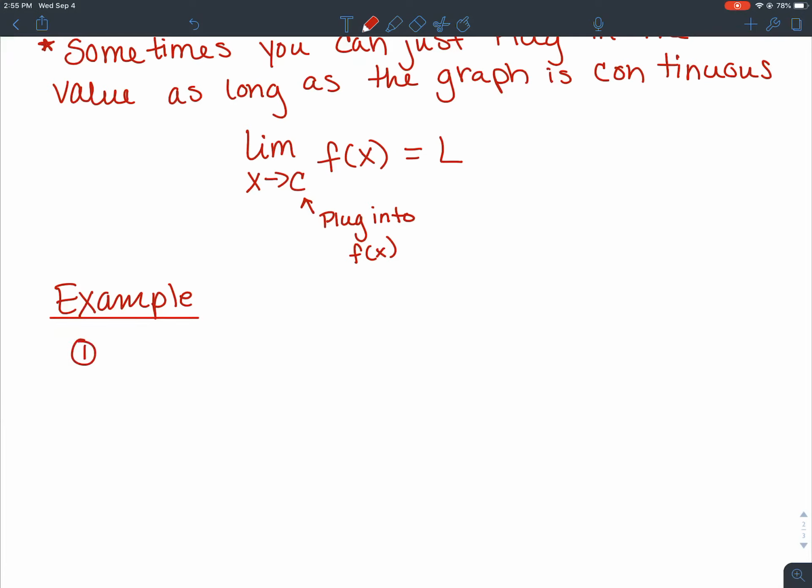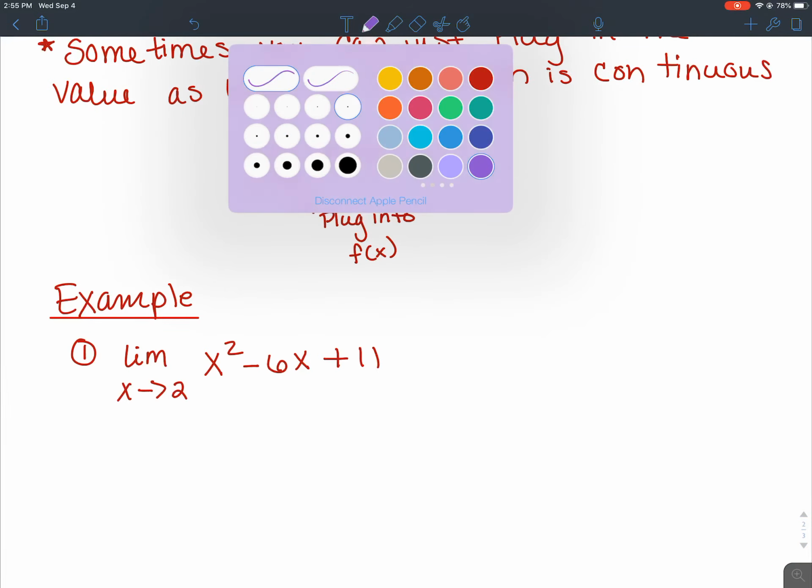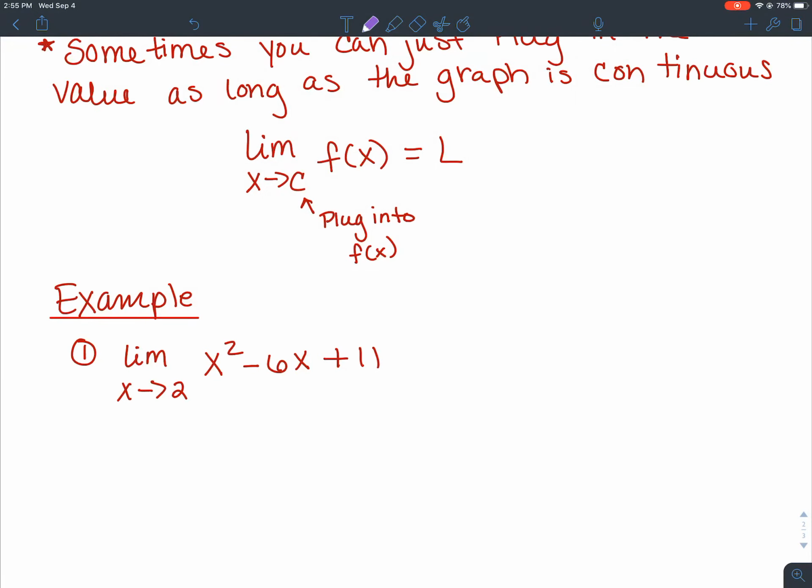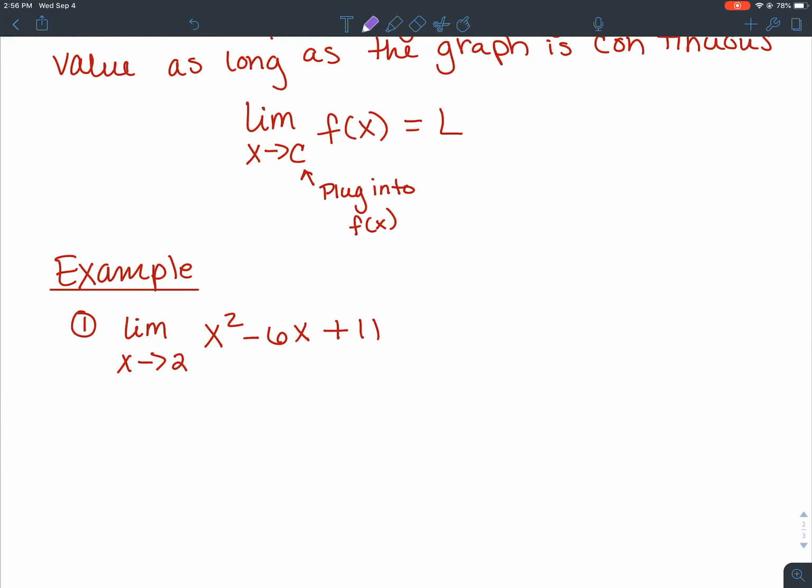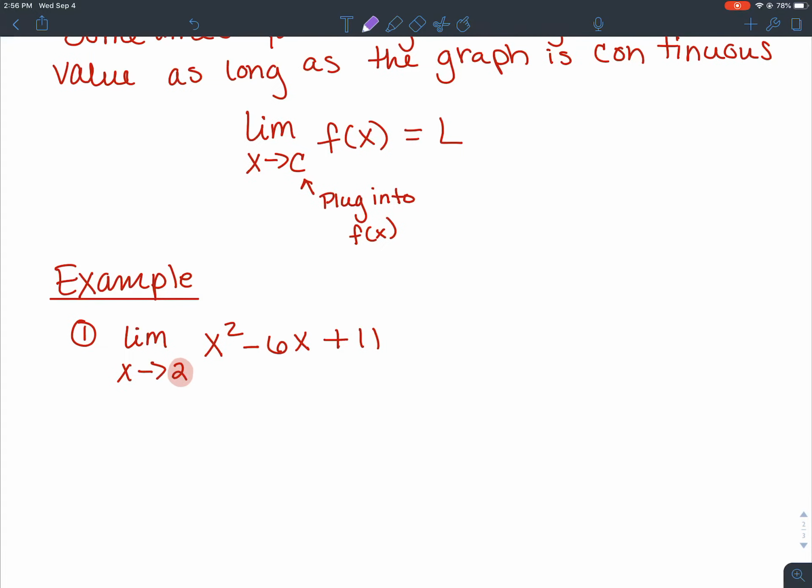So problem number 1, the limit as x approaches 2 for x squared minus 6x plus 11. Okay, that's a continuous graph. That's just a straight parabola, a quadratic. So instead of having a picture, I'm going and looking at my calculator, because sometimes this stuff is non-calculator. I'm going to just plug in the C value. If it produces a number, then that's your limit.